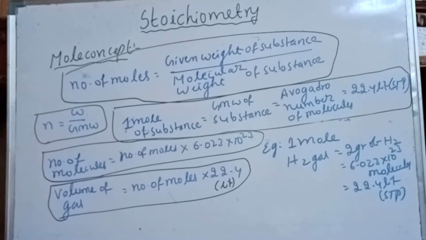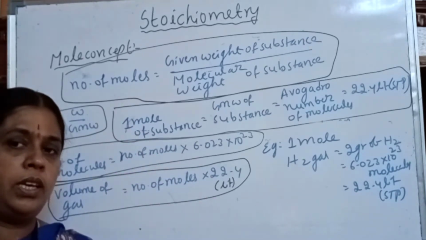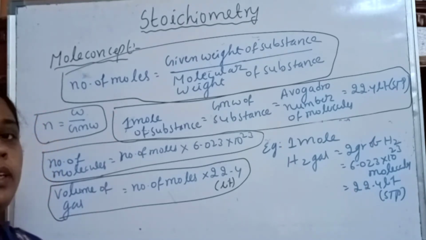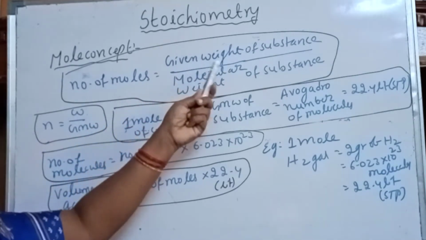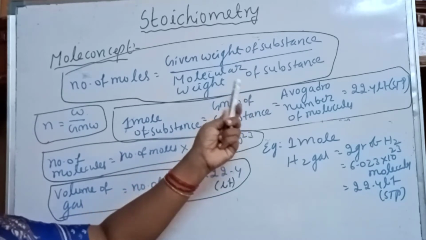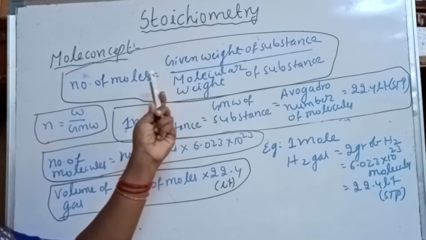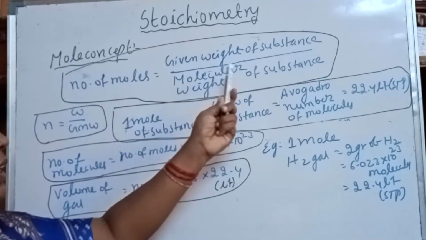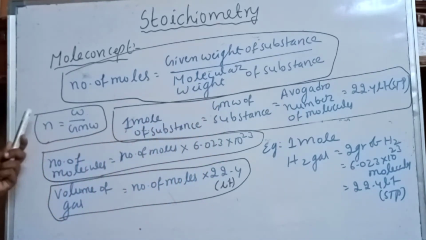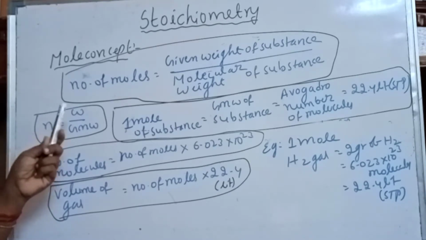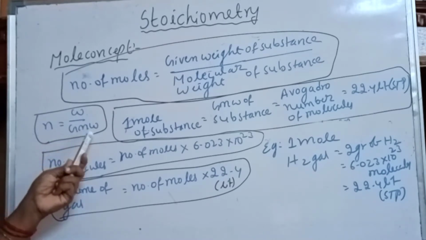By using these formulas we can solve some questions. What are the important formulas? Number of moles is equal to the given weight of the substance divided by the molecular weight of the substance. This is the basic formula to calculate the number of moles. Number of moles is indicated with n, weight of the substance with W, and gram molecular weight simply we can write as GMW.